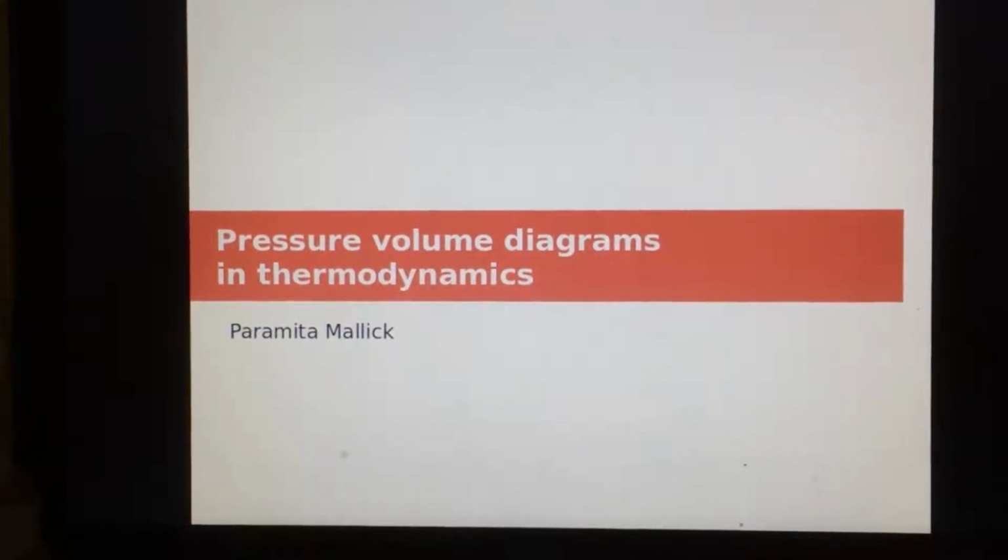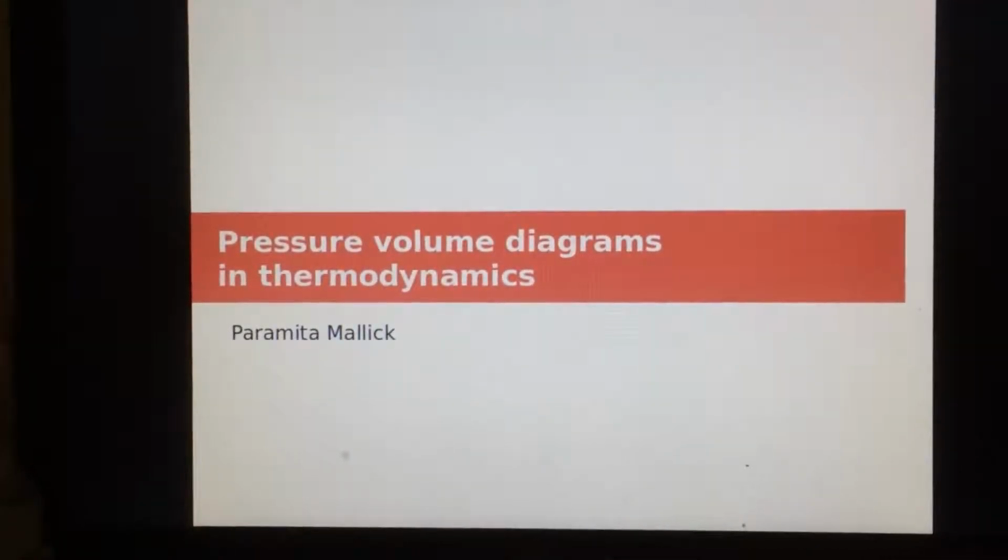Hello, let us talk about the pressure volume diagrams in thermodynamics. Pressure volume diagrams are of immense importance in thermodynamics.